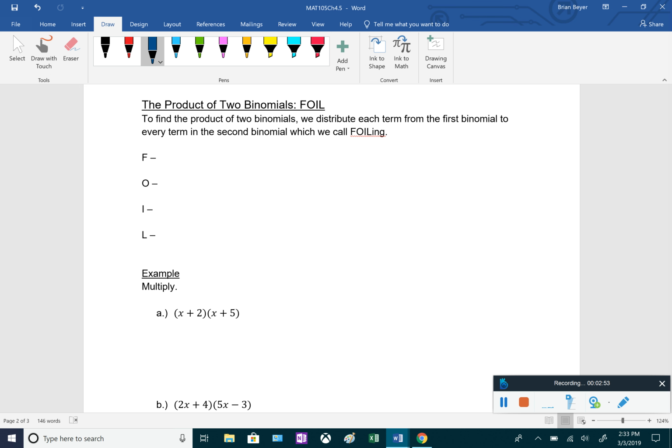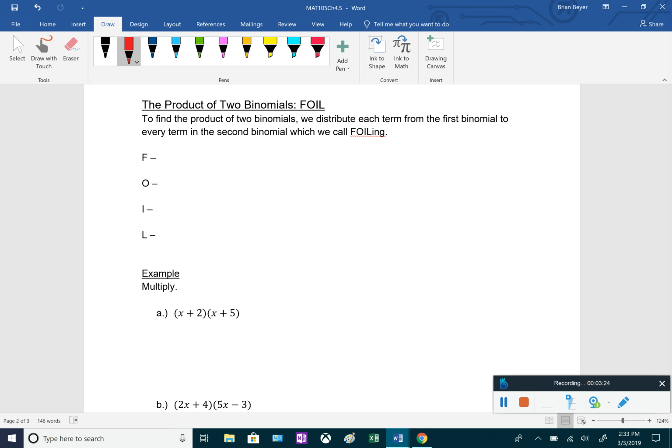For this next form of distributing, so far we multiplied monomials, then we multiplied a monomial into a binomial and a monomial into a trinomial. Now we're going to be multiplying two binomials together. To find the product of these two binomials, we're going to distribute each term from the first binomial to every term in the second binomial. We can call this foiling. When we're multiplying two binomials, the shortcut little phrase for it is foiling. But all it is is just distributing.